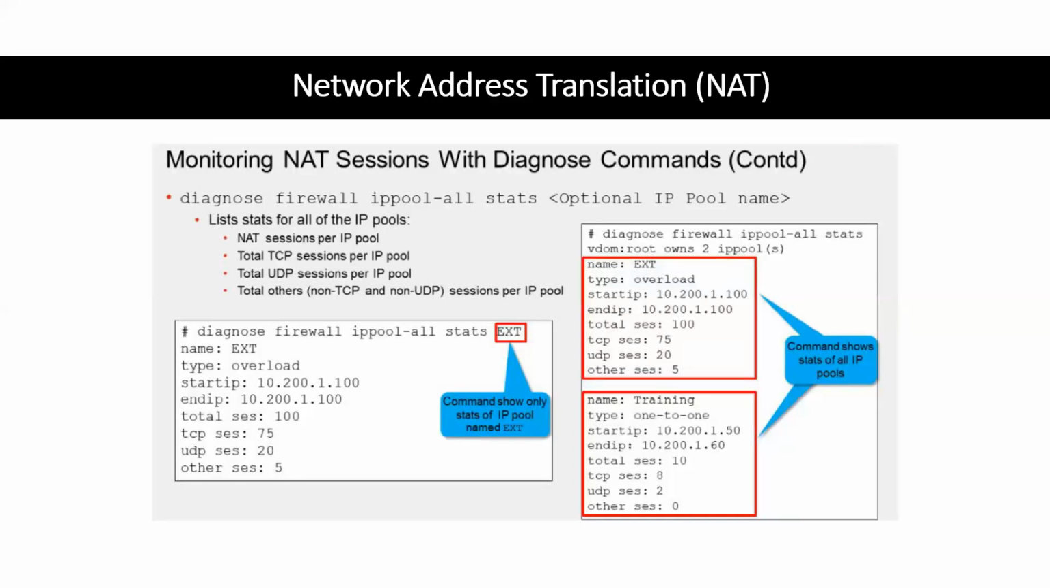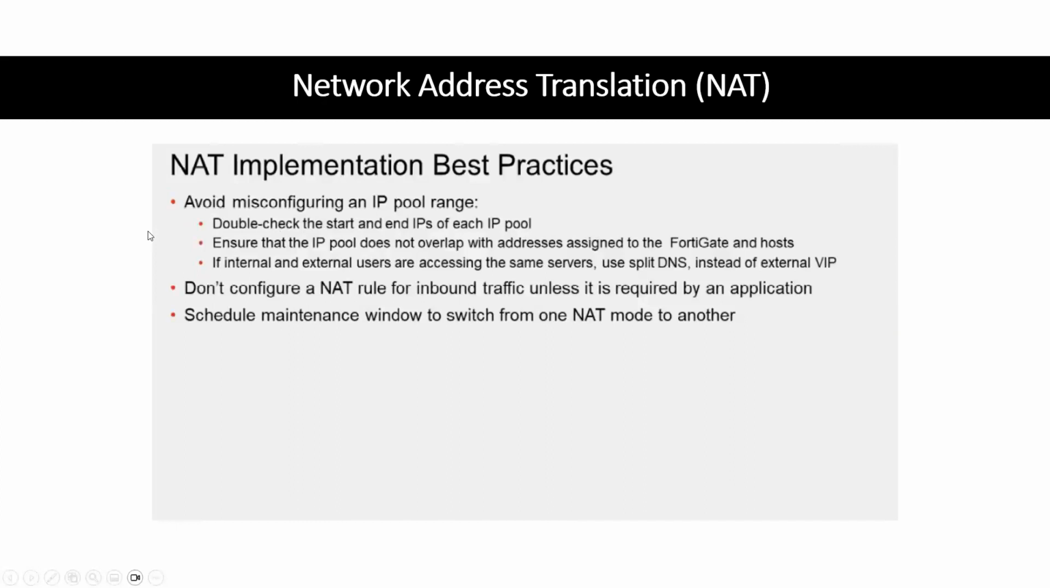Say the question one more time, though. I got you. An administrator wants to check the total number of TCP sessions for an IP pool named internal. An IP pool named internal. Remember that, Doc. Which CLI command should the administrator use? Is it A, diagnose firewall IP pool-all stats internal, or is it diagnose firewall IP pool-all list internal? Oh, stats. Okay. There we go. I see it.